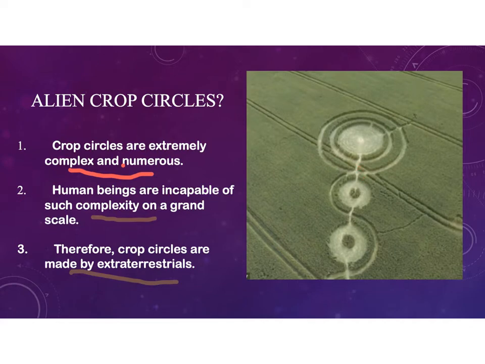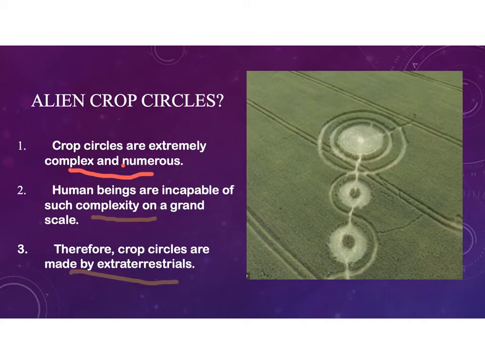But argument number 2 is interesting. Human beings are incapable of such complexity on a grand scale. And then, of course, there's the conclusion, therefore it must be made by extraterrestrials. Now we're going to get back to this one for a second, but let's just assume that this is true. Let's look at the third premise here. Therefore, crop circles are made by extraterrestrials.